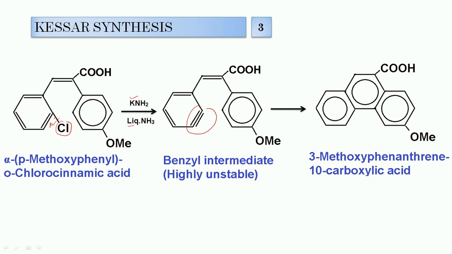Then this highly unstable benzyne intermediate undergoes cyclization to give the final product, that is 3-methoxyphenanthrene-10-carboxylic acid. So this final product formed is a derivative of phenanthrene.